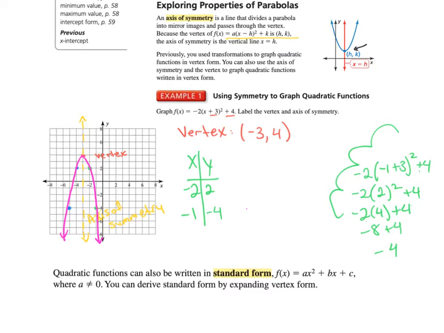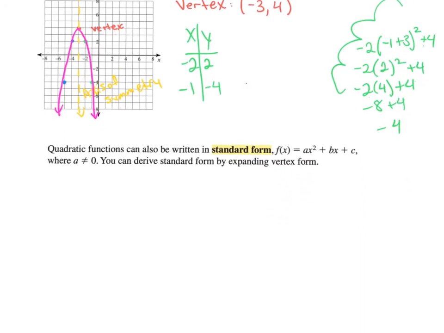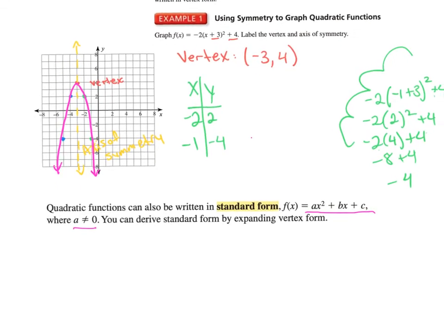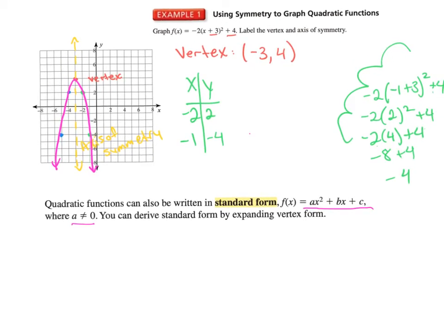So let's take a look at another form. Let's look at standard form. Quadratic functions can also be written in standard form: ax squared plus bx plus c, where a is not equal to 0. So you have to have that x squared term. That's what that means. You can derive the standard form by expanding the vertex form. So let's take a look at it. Let's do that with example 1. We get negative 2 times x plus 3 squared plus 4.